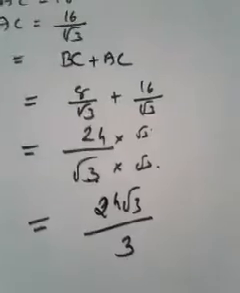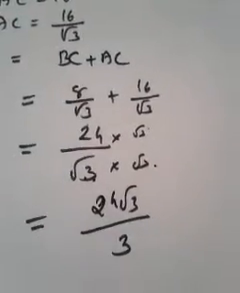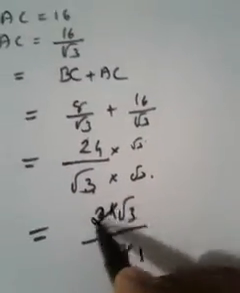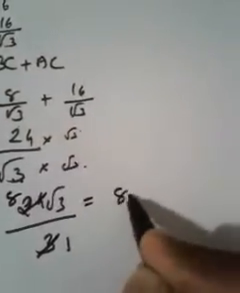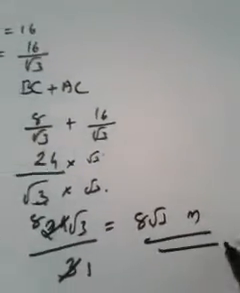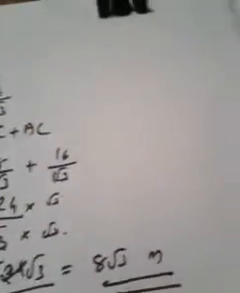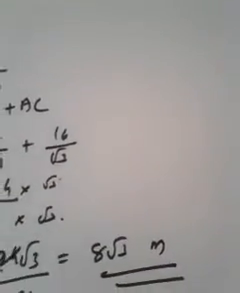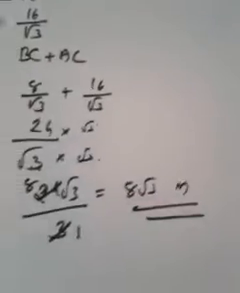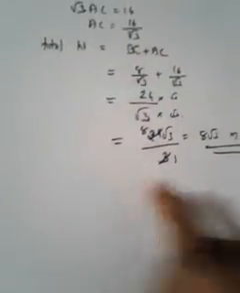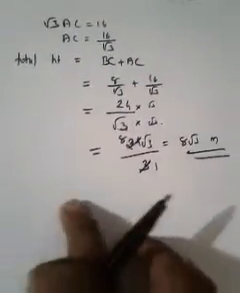Now we can cancel what? 3 and 24 will get cancelled by 3. How many 3s? 1, 24 is 8. So the answer will be 8 root 3 meter. So this is going to be the height of the tree. If you want, you can check the backside answer. The backside answer is also the same, 8 root 3. So this is the height of the tree, and you must write a conclusion. So the height of the tree is 8 root 3 meter.